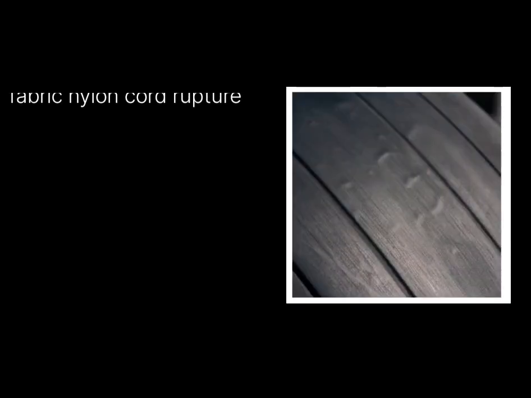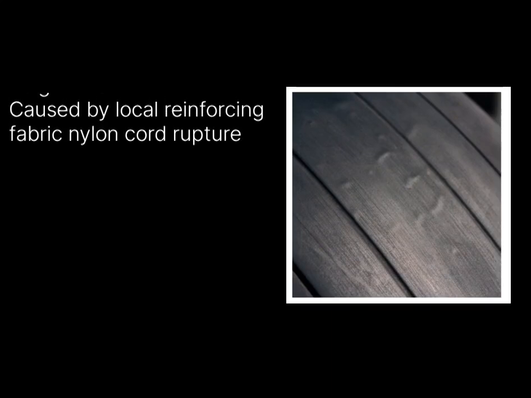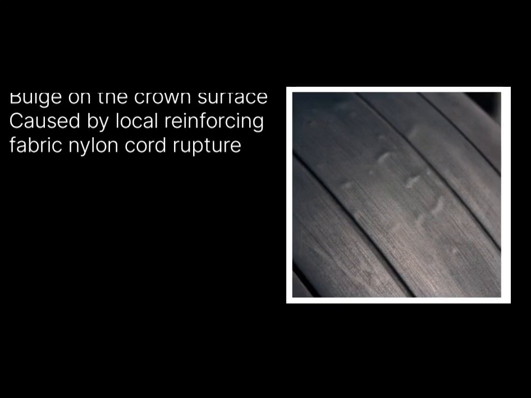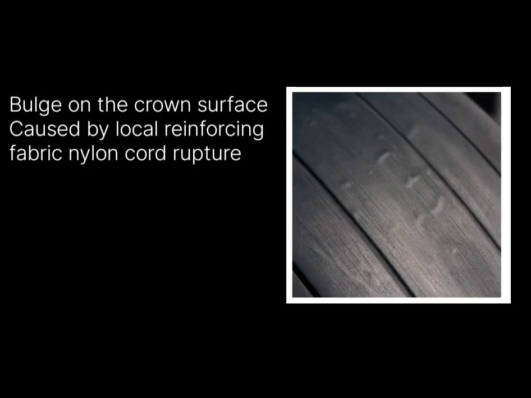Another tire condition is a bulge on the crown surface, which is caused by local reinforcing or fabric nylon cord rupture. So this is also a scenario. A bulge or blister occurring on the tire shoulder or crown area leads to a serious quality issue. So I strongly recommend removing the tire immediately after finding any bulge on the shoulder or crown area. You have to replace the tire.